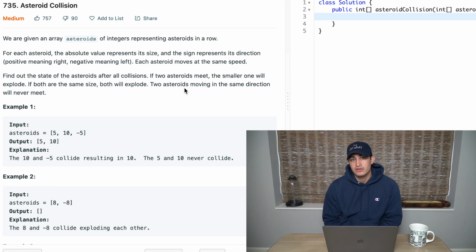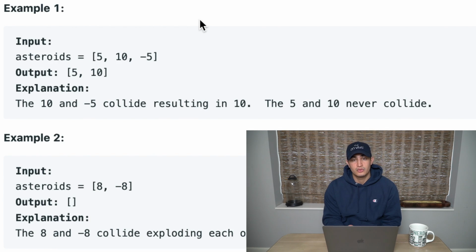The actual value of the number represents its size, and then the positive or negative sign represents the direction that it's moving. Again, moving right means it's positive, and negative means that it's moving left. So in example 1 here, if we were given the numbers 5, 10, and -5, we would output 5 and 10.